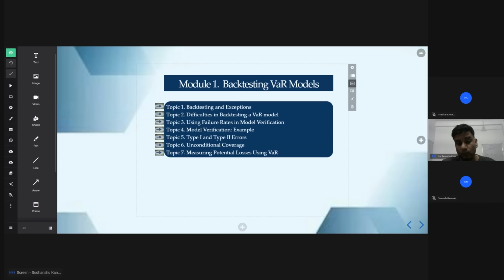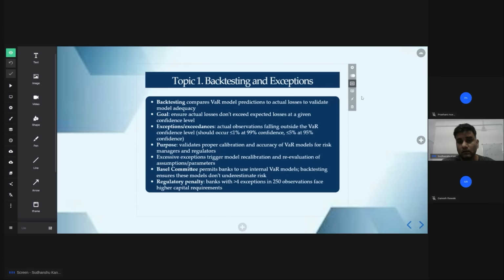It tests both your model accuracy as well as model stability. So two things again, accuracy and stability. So you need to understand the exceptions, the coverage, the test, and the Basel traffic light thresholds. There is a lot of understanding that you need to develop here. So let's dig deeper, taking one thing at a time. The first understanding here is backtesting and exceptions.